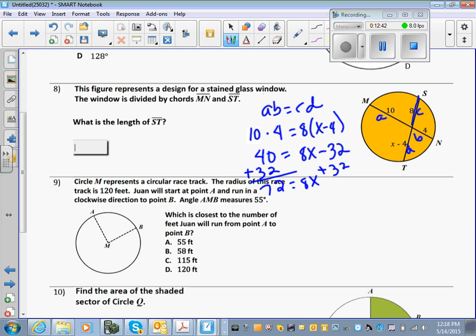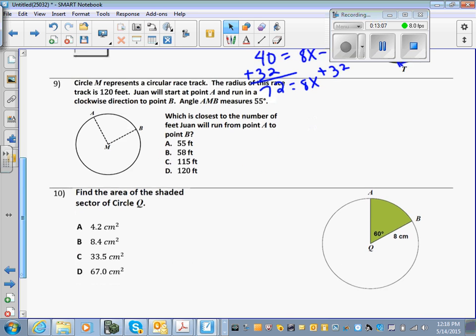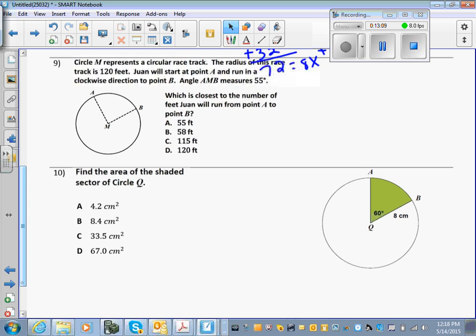But remember, the question is, what is ST? What is the whole thing? Not the arc, just the length. Put it this way. So you want to know what's the length from here to here. So you already know from here to here is 8. Then you have to add this to let you know what ST is. So don't forget, because if you just solve for X and write it in, then you're going to be marked wrong.